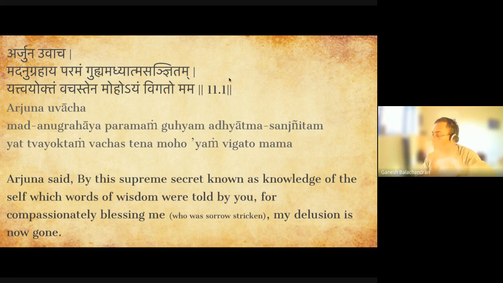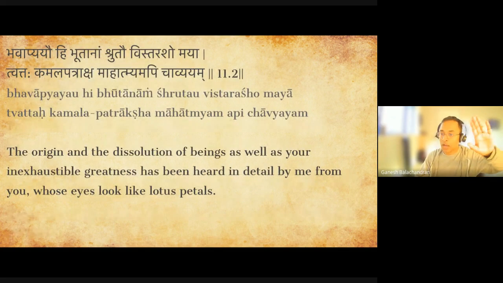So one shloka, Arjuna is now repeating to his teacher how he has understood everything, the Prathama Shatkam, and now Arjuna is going to come to the second, Madhyama Shatkam. He says, Bhavapyayau hi bhutanam shrutau vistarasho maya tvatta kamalapatraksha mahatmyam api chapyayam. Bhavapyayau, the origin and the dissolution. Bhava means origin. Apyaya, it just dissolves, it's gone.